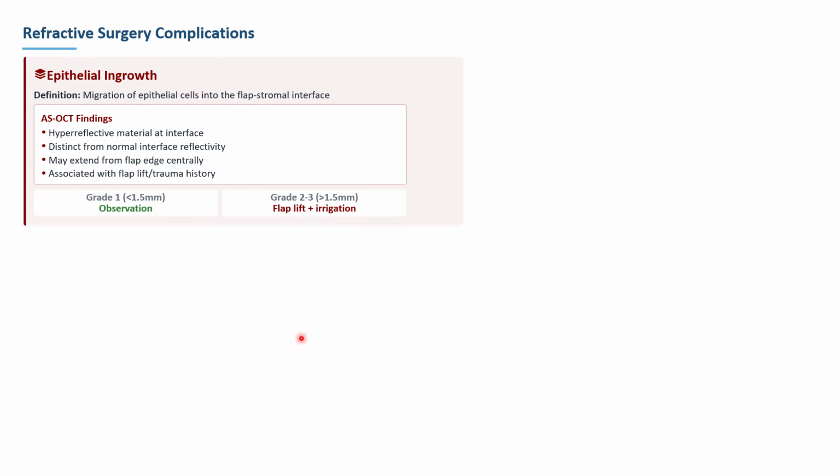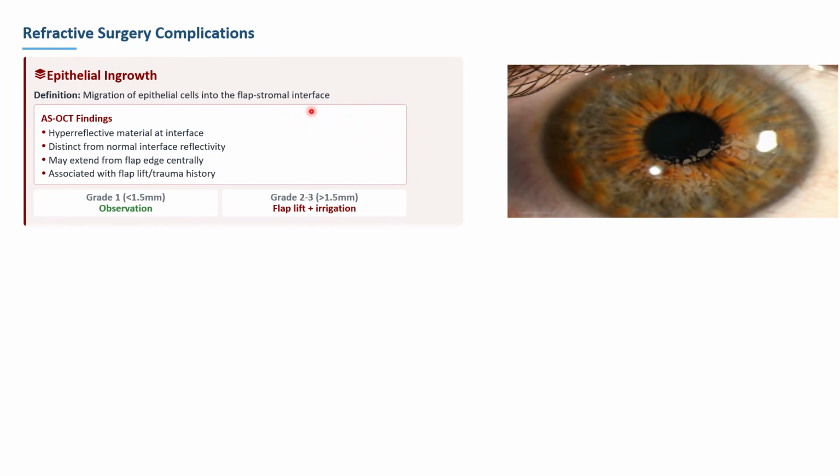Other complications of refractive surgery that can be very clearly followed or detected by the anterior segment OCT is the epithelial ingrowth, which is defined by the epithelium growing and migrating below the flap, in the interface between the flap and the stroma. And this will create a hyperreflective band seen by OCT. This is an epithelial ingrowth. You can see here the white area.